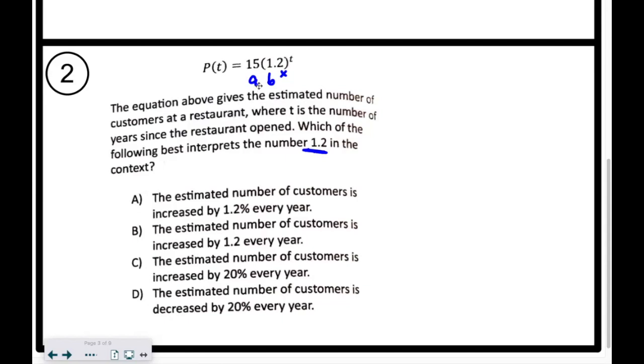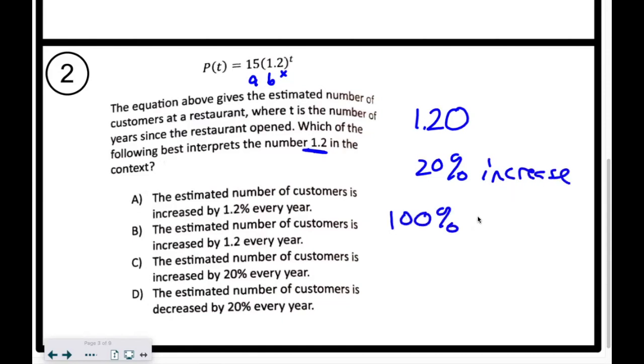And since it's bigger than 1, it means it's a percent increase. And 1.2 we can think of as 1.20. That is a 20% increase because let's remember you start with 100% always if you do nothing. And if you add 20% to that, that's going to give you 120%. And moving the decimal over twice is what's going to give you the 1.2. So it is the estimated number of customers is increased by 20% each year. All right, let's move on.